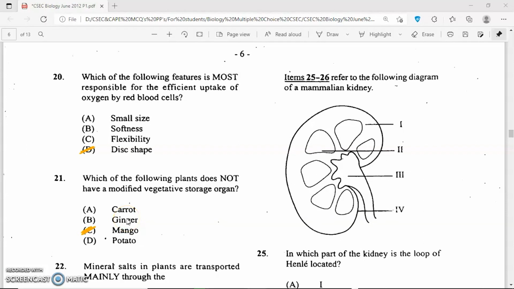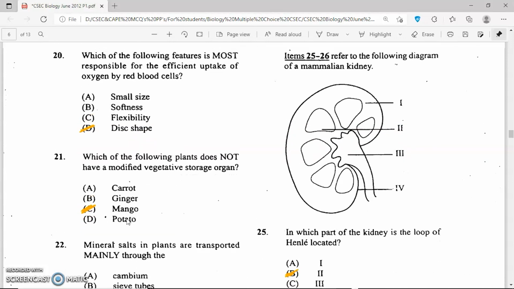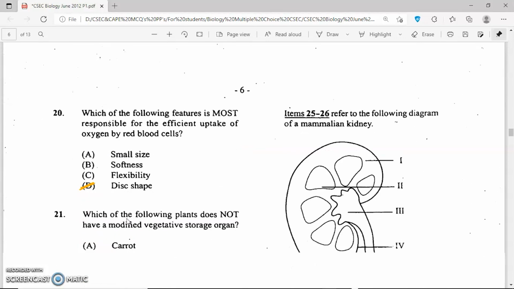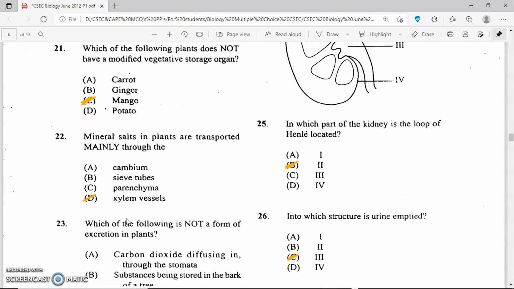Let us look at number 21. Which of the following plants do not have a modified vegetative storage organ? A. Carrot, B. Ginger, C. Mango, and D. Potato. The answer here is mango, which does not have a modified vegetative storage organ.